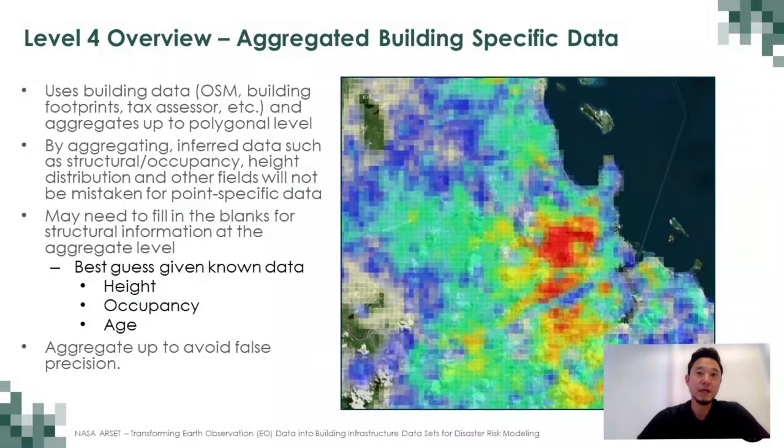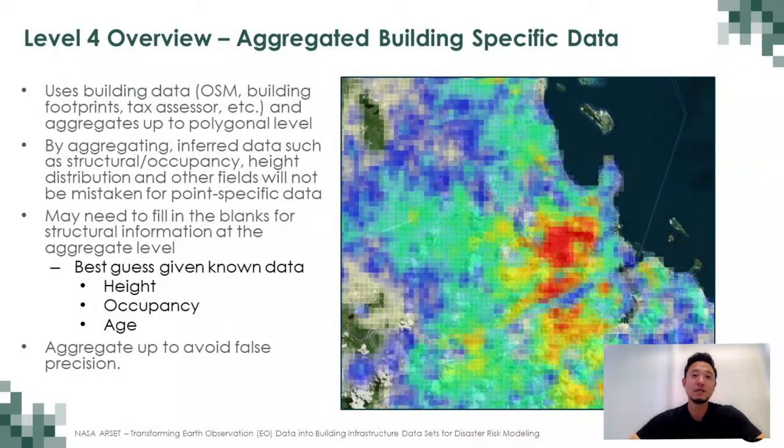So level 4 is aggregated building specific data. It's kind of similar to level 3 in that it uses pretty much a distribution or a mapping scheme type of methodology. But this level 4 data is based on site specific data, such as building footprints or tax assessor data. But then it's aggregated up to properly represent the diversity of assets within that small region. This building-specific data is often available in a municipality or somewhere as a detailed building footprint database, or maybe there's OSM data, or there's geocoded tax assessor data.